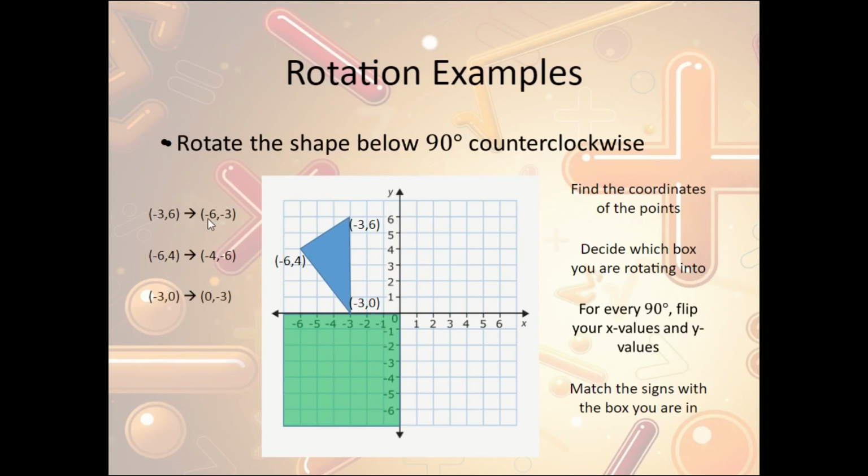Then I go ahead and plot these. So negative 6, negative 3. 0, negative 3 goes there. And we plot each of these. And notice now I have my triangle that's exactly the same, just spun around.